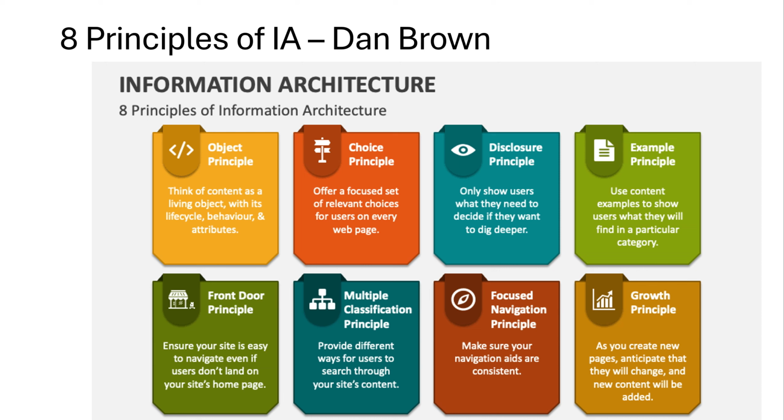Multiple classification principles. So provide different ways for your users to search through your site's content. This links a lot with the object principle, where you're going to define your objects and there will be overlap. They will have their own characteristics and things. And so you want to enable that kind of cross-pollination.